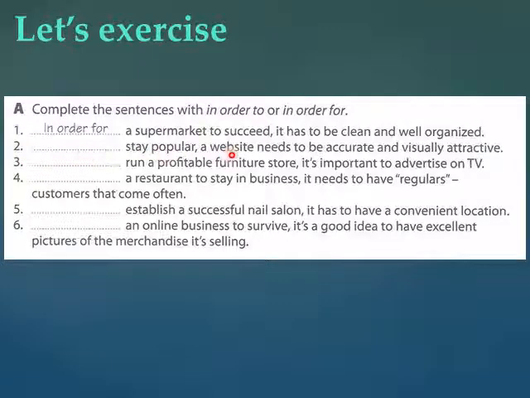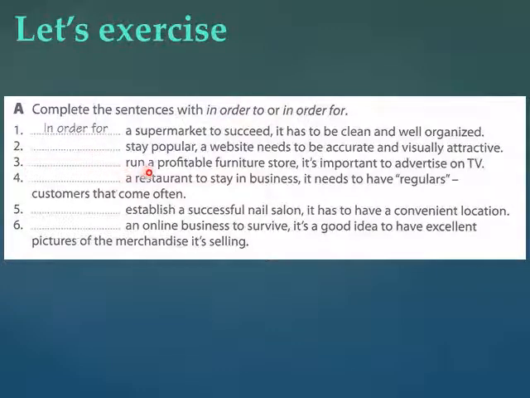Space, stay popular. A website needs to be accurate and visually attractive. So here this is stay. So stay here, this is a verb. So right away, without thinking, I'm going to choose in order to, because after to we said it comes infinitive. So here I'm gonna put in order to.